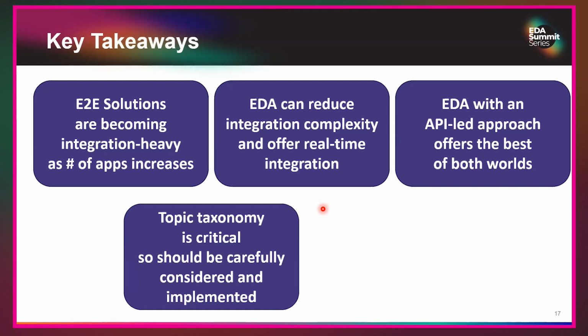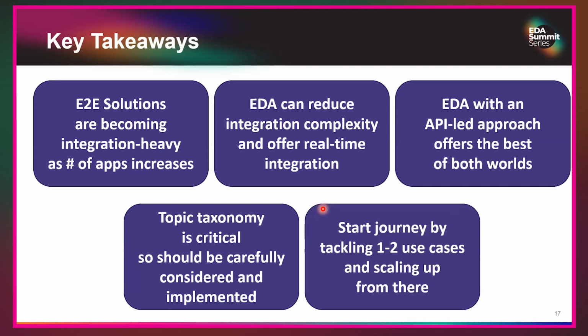Next is topic taxonomy, very, very critical to the success of event-driven architecture implementation. So carefully think about it and then implement it because you do not want to frequently change your topic taxonomy. And last, start your event-driven architecture journey by using one or two use cases, and then from there you can scale up. So that's all for today.